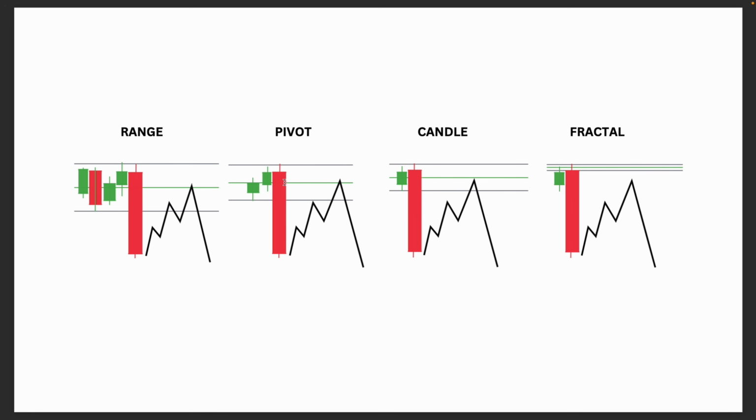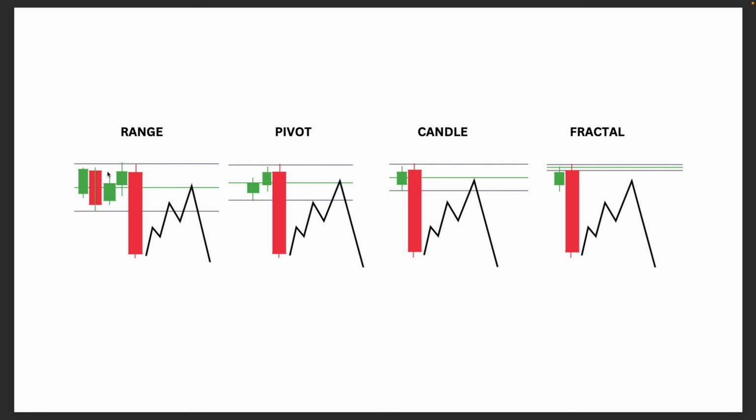So as we can see, there are range, pivot, candle, and fractal. You don't need to memorize everything. I will explain how to easily mark the perfect order block without even looking at this kind of stuff, but you need to understand what the different types of order block are. Okay, the first one is range order block, second one is pivot, third one is candle, and fourth one is fractal.